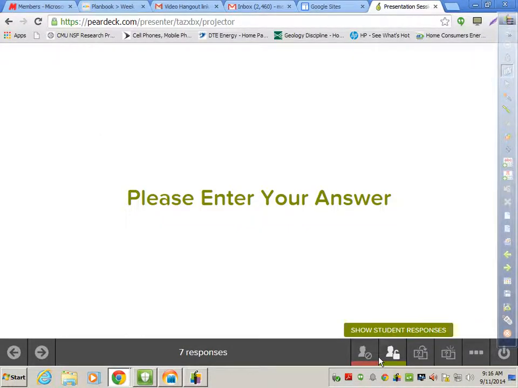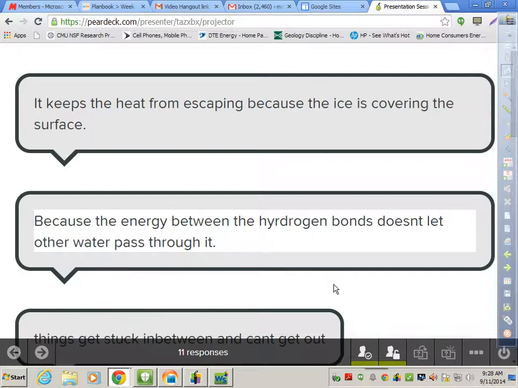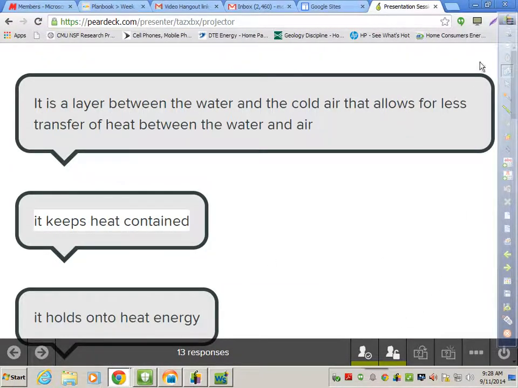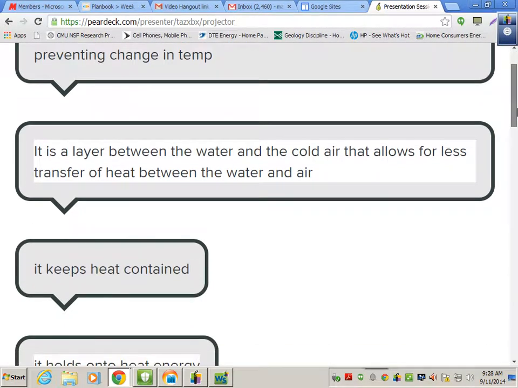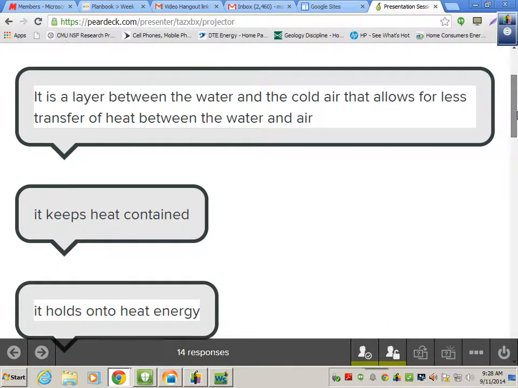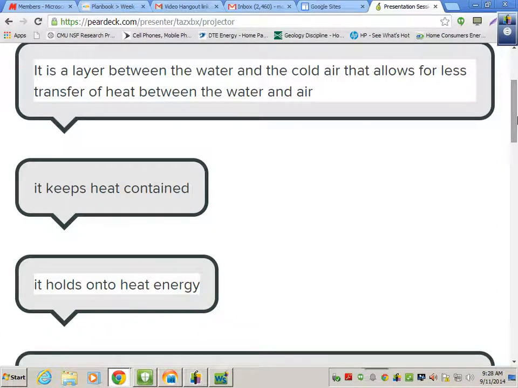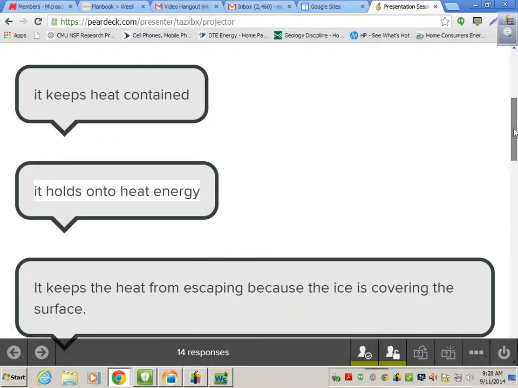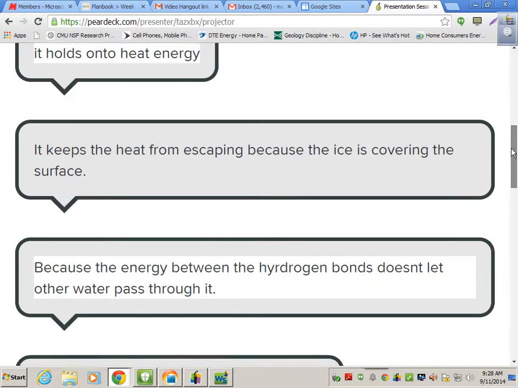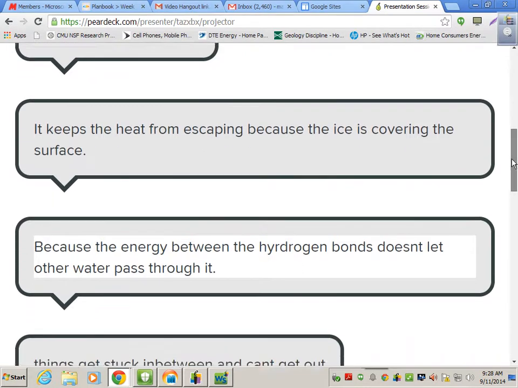I don't need a paragraph. Just quick, short, 2 or 3 words. As soon as I get over 10, I'm going to jump into it. Let's see what we came up with. So I see energy to penetrate the ice. Okay, that's part of it a little bit. The layer between the water and the cold air that allows for less transfer of heat between. I like that answer. Keeps the heat contained. It holds heat. So why does it keep the heat contained is what I'm after.